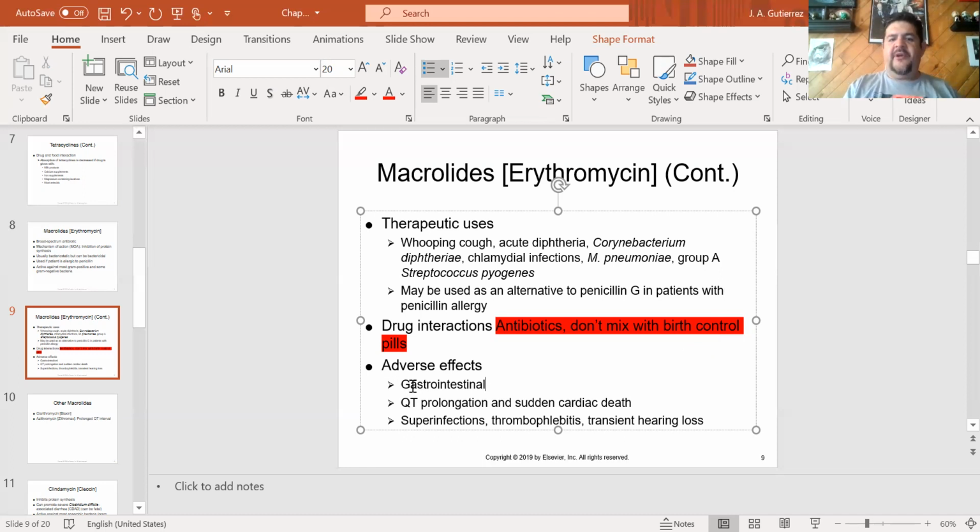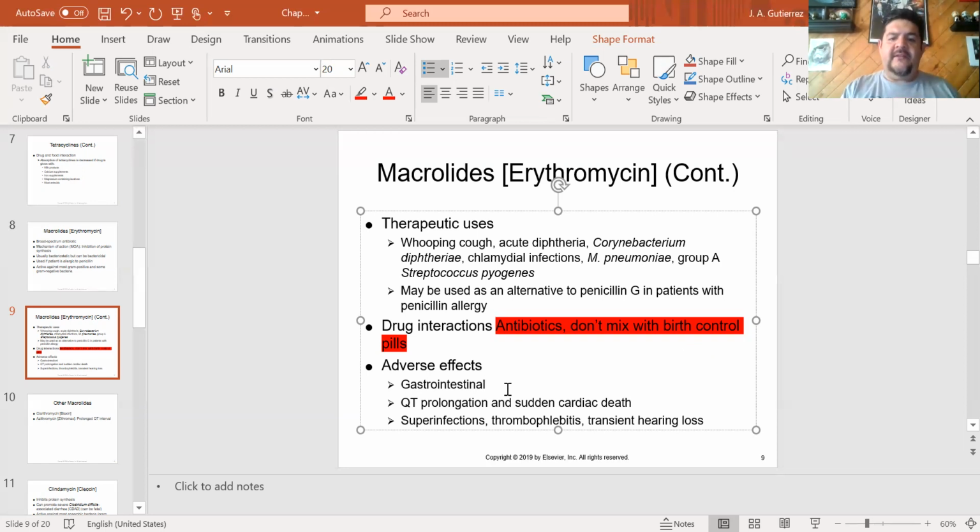We mention again adverse effects. Macrolides are very heavy on the stomach, so a patient is going to complain of nausea, vomiting, diarrhea, and abdominal cramps. Because of it, we can advise, for the purpose of the patient adhering to the treatment, you can take it with a snack. You can take it with a meal. That way, it doesn't affect your stomach.